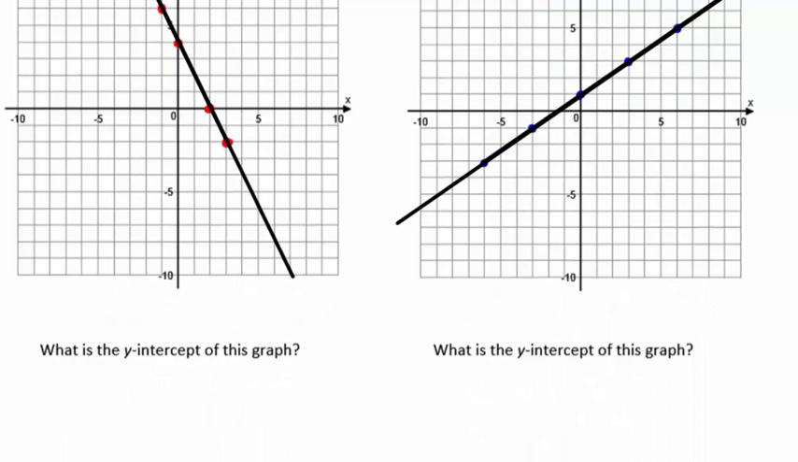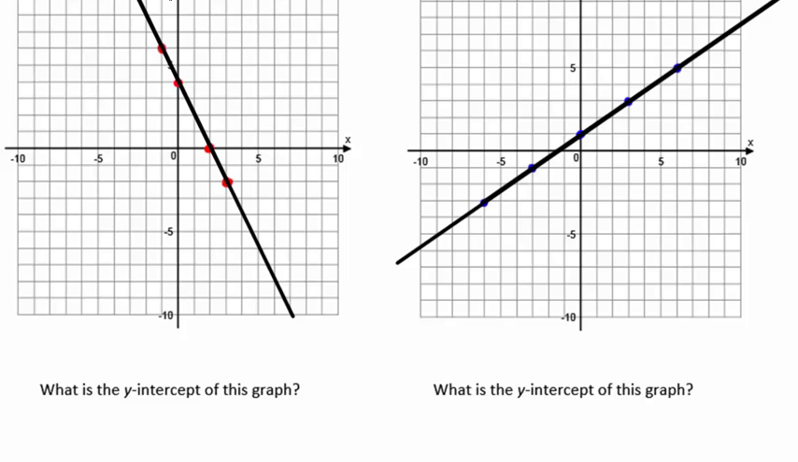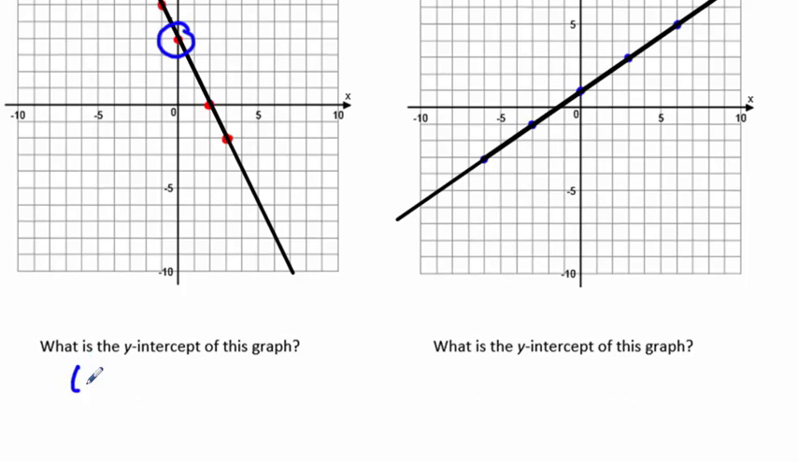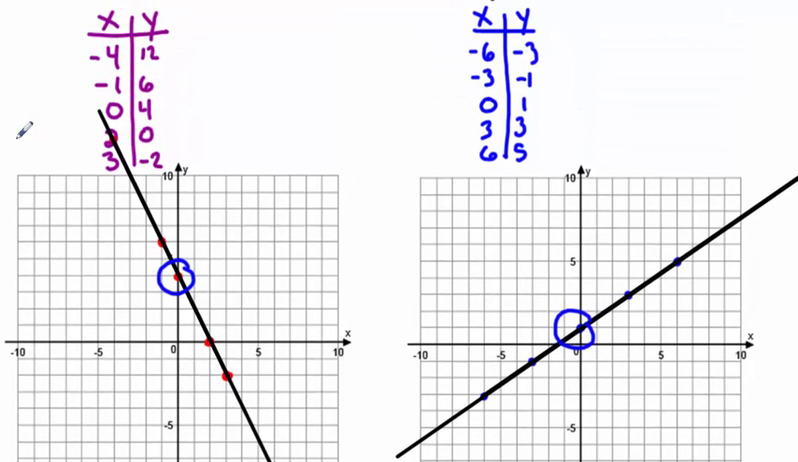Alright, now I want to talk about the y-intercepts of these graphs. The y-intercept of the first graph is 0, 4. The y-intercept of the second graph is 0, 1. Notice that I had chosen 0 as one of my points in both cases, so the y-intercept is showing up whenever I choose a value of 0 for x.